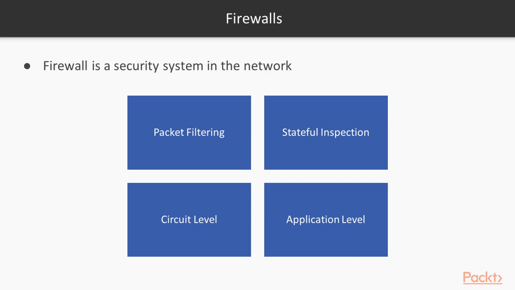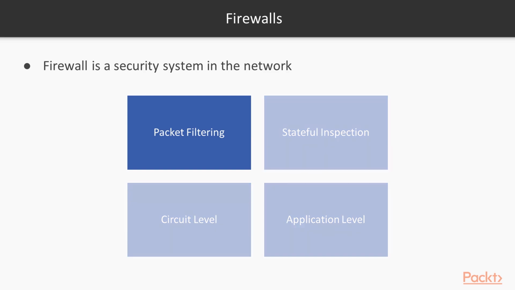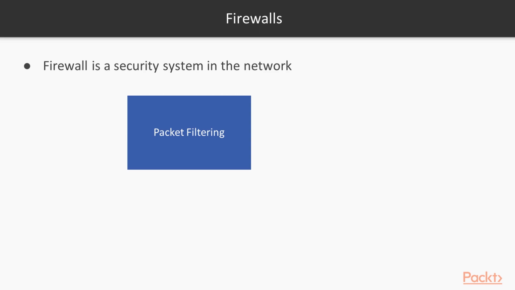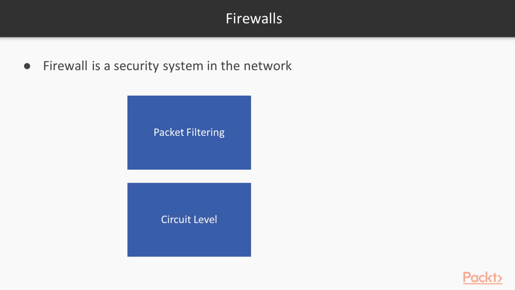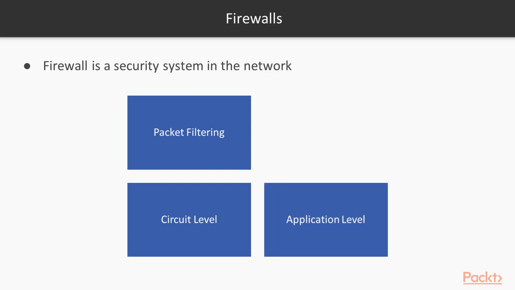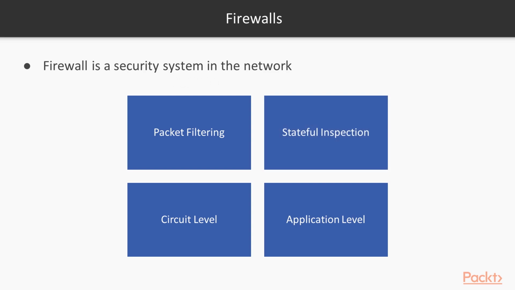There are 4 types of firewalls: packet filtering, circuit level, stateful inspection and application level. Packet filtering only works on the network layer of the OSI model, right? Circuit level actually works on the session layer of the OSI model. This is the difference. Application level works on the application layer of the OSI model. There are different services, and these are the firewalls for those specific kinds of services, right?